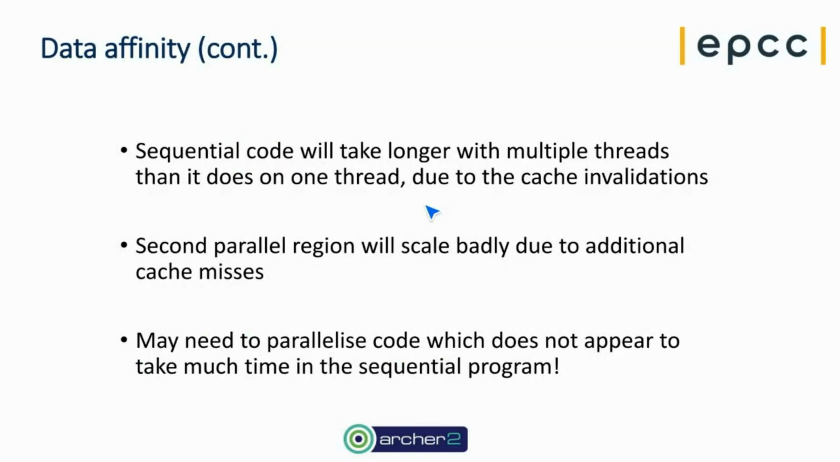So what we tend to see here is the sequential code will take longer because of the invalidations, and the second parallel region will scale badly because of the additional cache misses. So from a point of view of data affinity, you might have decided not to bother to parallelize that loop in the middle because it didn't take very much time in the sequential code, but that can have a significant impact on the scalability of other parallel loops.